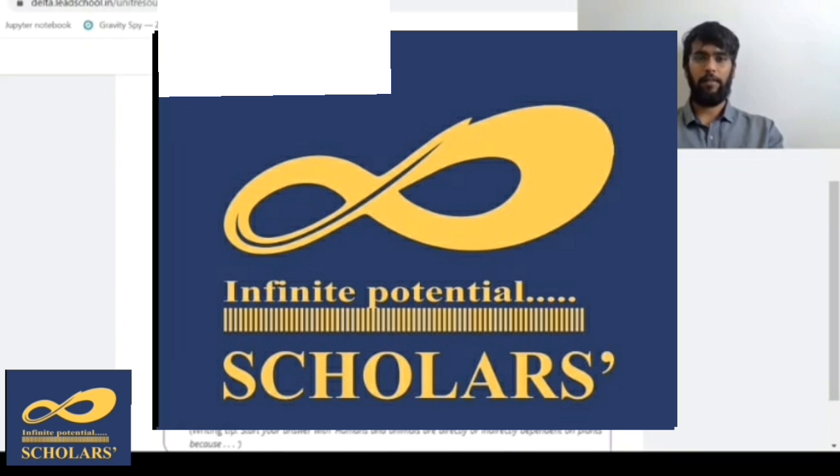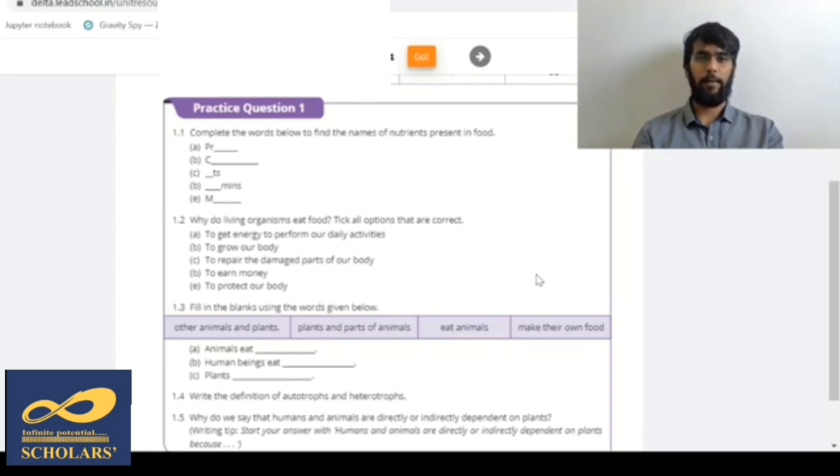You have to solve the first 3 questions 1.1, 1.2, and 1.3. The first question is complete the words below to find the names of nutrients present in the food. Second, why do living organisms eat food? Tick all the options that are correct. And then fill in the blanks with the words given below. Take your 15 minutes, solve them, and I'll get back to you.